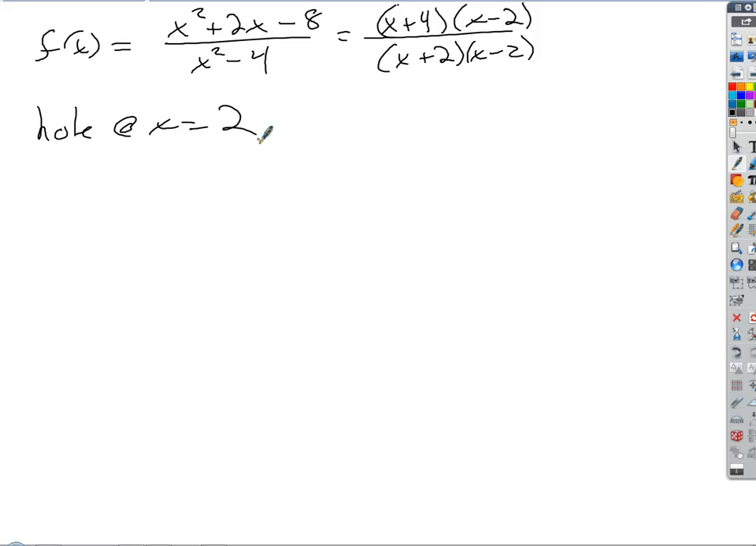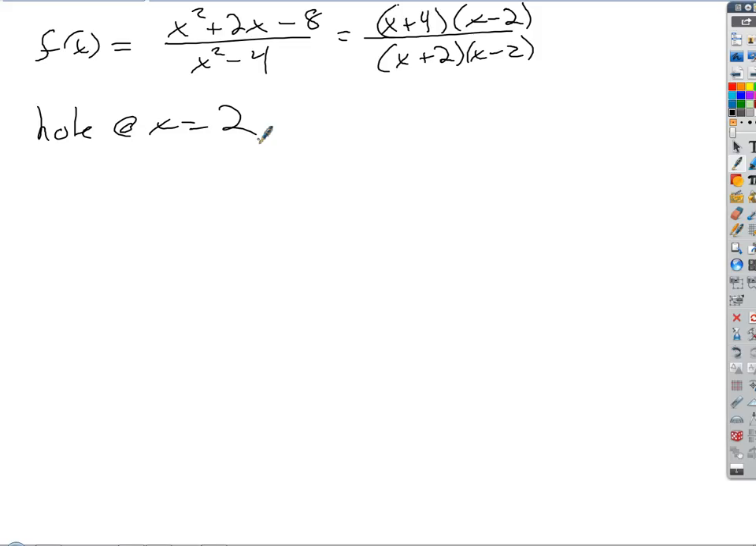Just negative 2. Negative 2 is special. How come at negative 2? Okay, if I evaluate the limit of the function as x approaches negative 2, I get a number divided by 0, right? Which means vertical asymptote. Right, does that make sense?